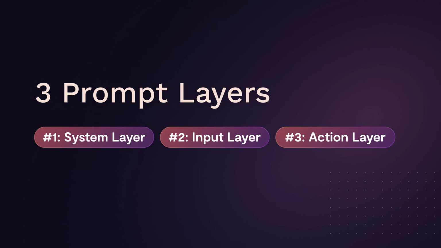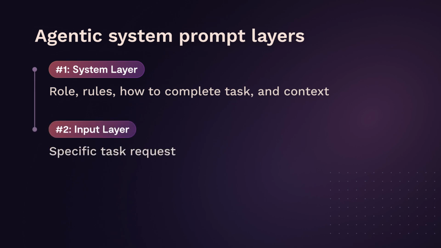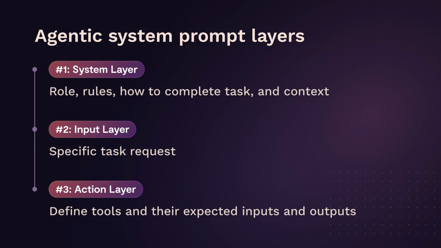I like to think of prompting occurring on 3 distinct different layers within an agentic system. The first layer is the system layer, and this is where you're specifying the role of the AI agent, its rules, how to complete the task, and certain types of context. Then in layer 2, we'll have a look at the input layer. Agentic systems expect an input. This is the request, the task, and then they output based on that task. And then thirdly, there's the action layer. So there's various tools and functions that AI agents can leverage, and those tools need descriptions and definitions so the AI agent can use those successfully. So that all happens in layer 3, the action layer.